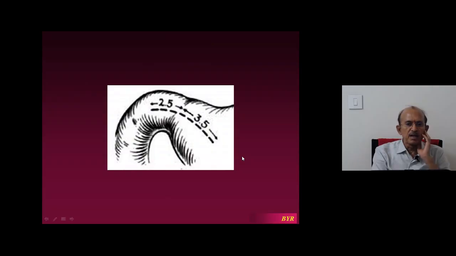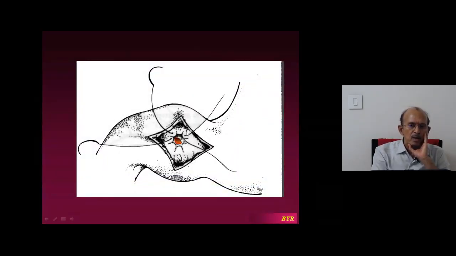Then you do the pyloroplasty operation. You make an opening 2.5 centimeters on the duodenum and 3.5 centimeters on the antrum. Do pylorotomy. See the bleeding vessel, some bleeding. Then you underrun the sutures and tie them.